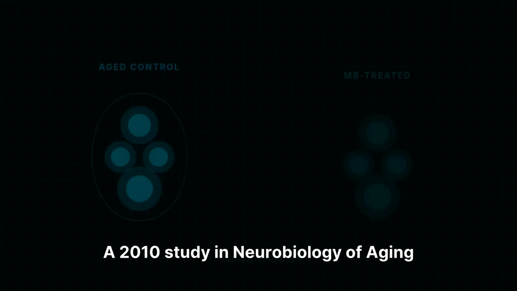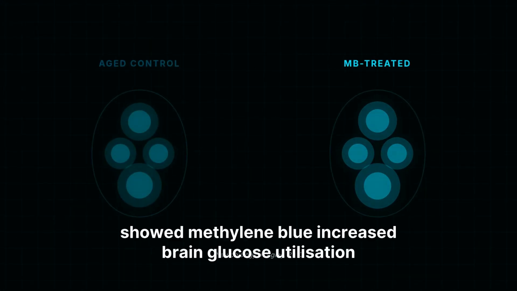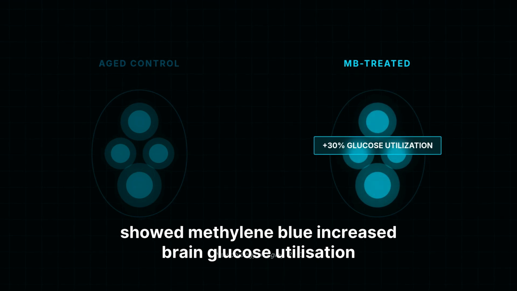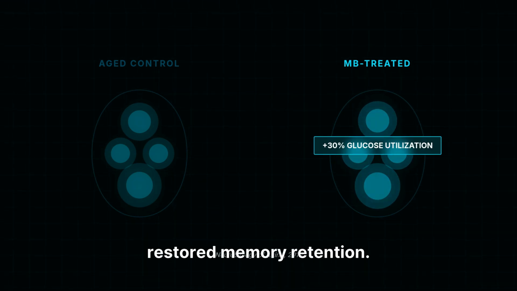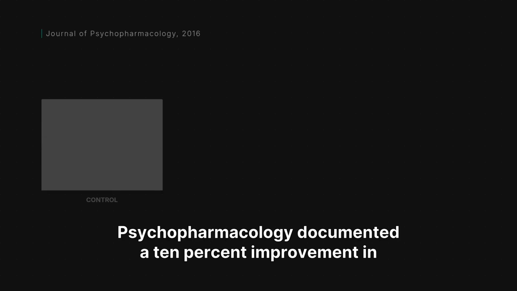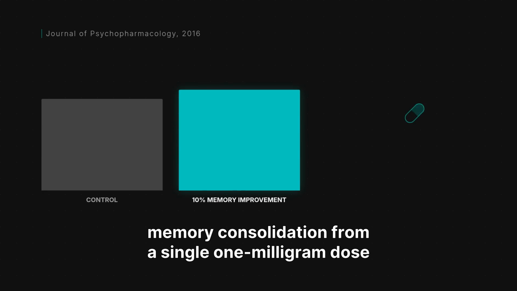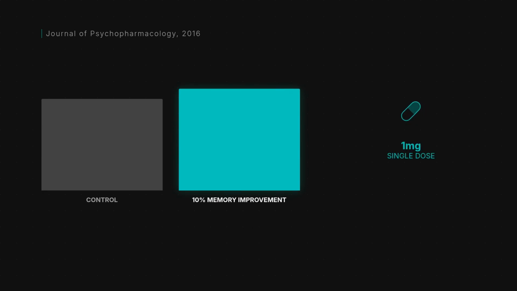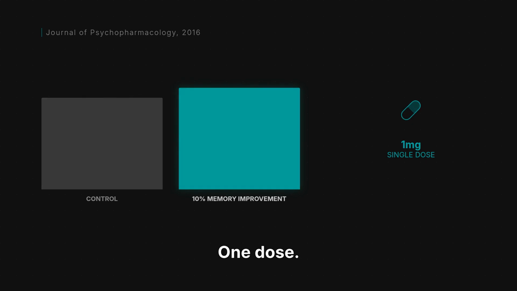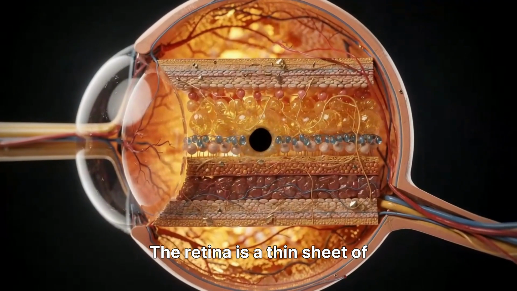A 2010 study in Neurobiology of Aging showed methylene blue increased brain glucose utilization by 30% in aged animals and restored memory retention. A 2016 study in the Journal of Psychopharmacology documented a 10% improvement in memory consolidation from a single 1 milligram dose in healthy humans. Not a week of treatment. 1 dose.